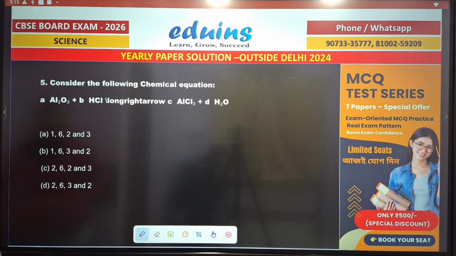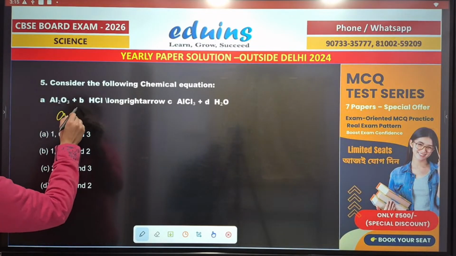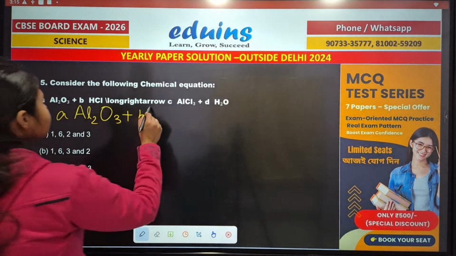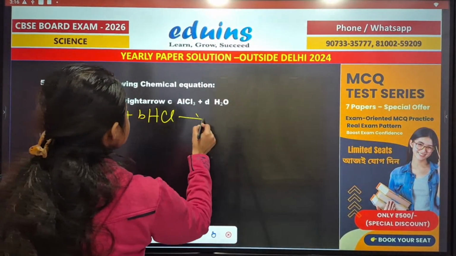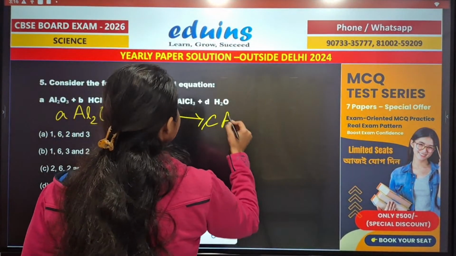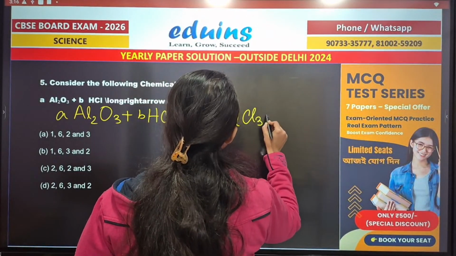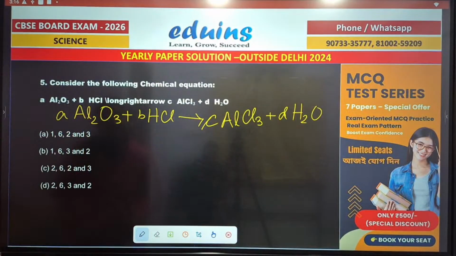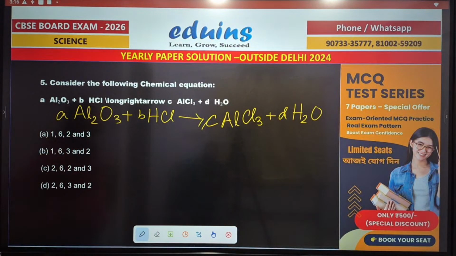Now the next question. Consider the following chemical equation: aAl2O3 plus bHCl gives cAlCl3 plus dH2O. In this equation, a, b, c, d are numbers. We have to balance the equation. For what option does this become a balanced equation? So what will be the answer, a, b, c, d? Anyone? Any guesses?